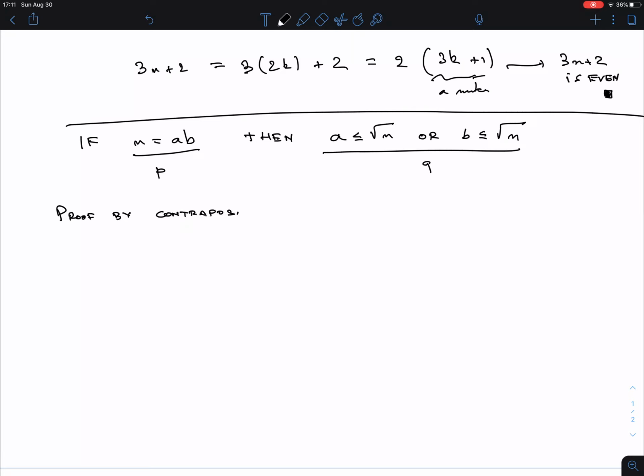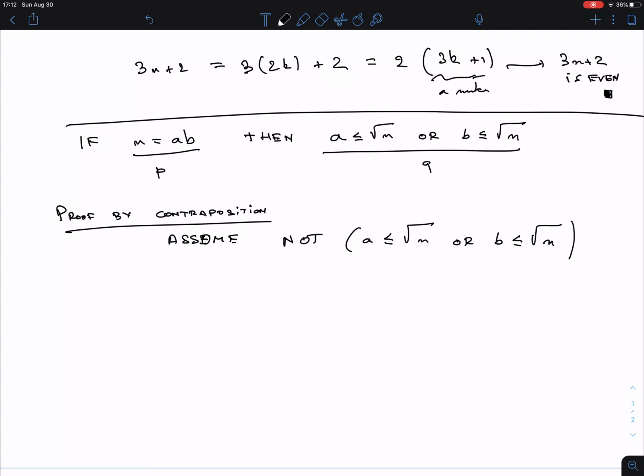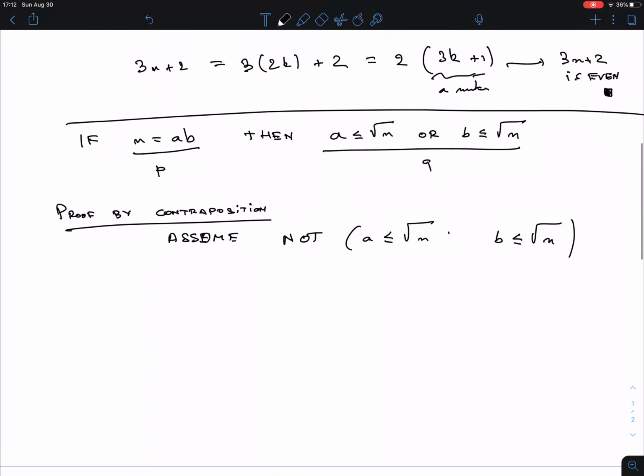Contraposition. What do we do? Well, assume that the hypothesis is false. So assume not (a less than radical n or b less than radical n). Now I do this explicitly, I put a not in front of the whole thing, because remember, negations are not so easy to deal with. We have to be careful. We are negating here a disjunction, right? So perhaps to make that a little bit more clear, let me really write here a logical or.